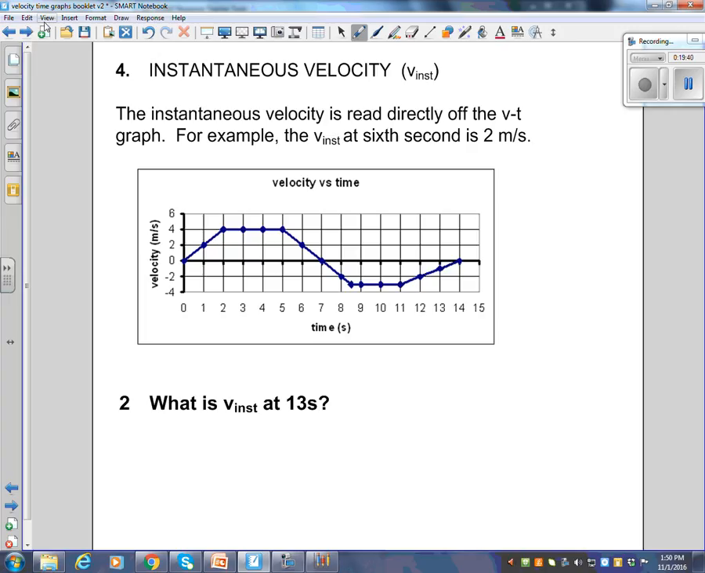So, instantaneous velocity, how do we find it from a VT graph? Travis, how are we going to do it? We're going to read it directly off the graph. So go ahead and tell me what V inst is at 13 seconds.